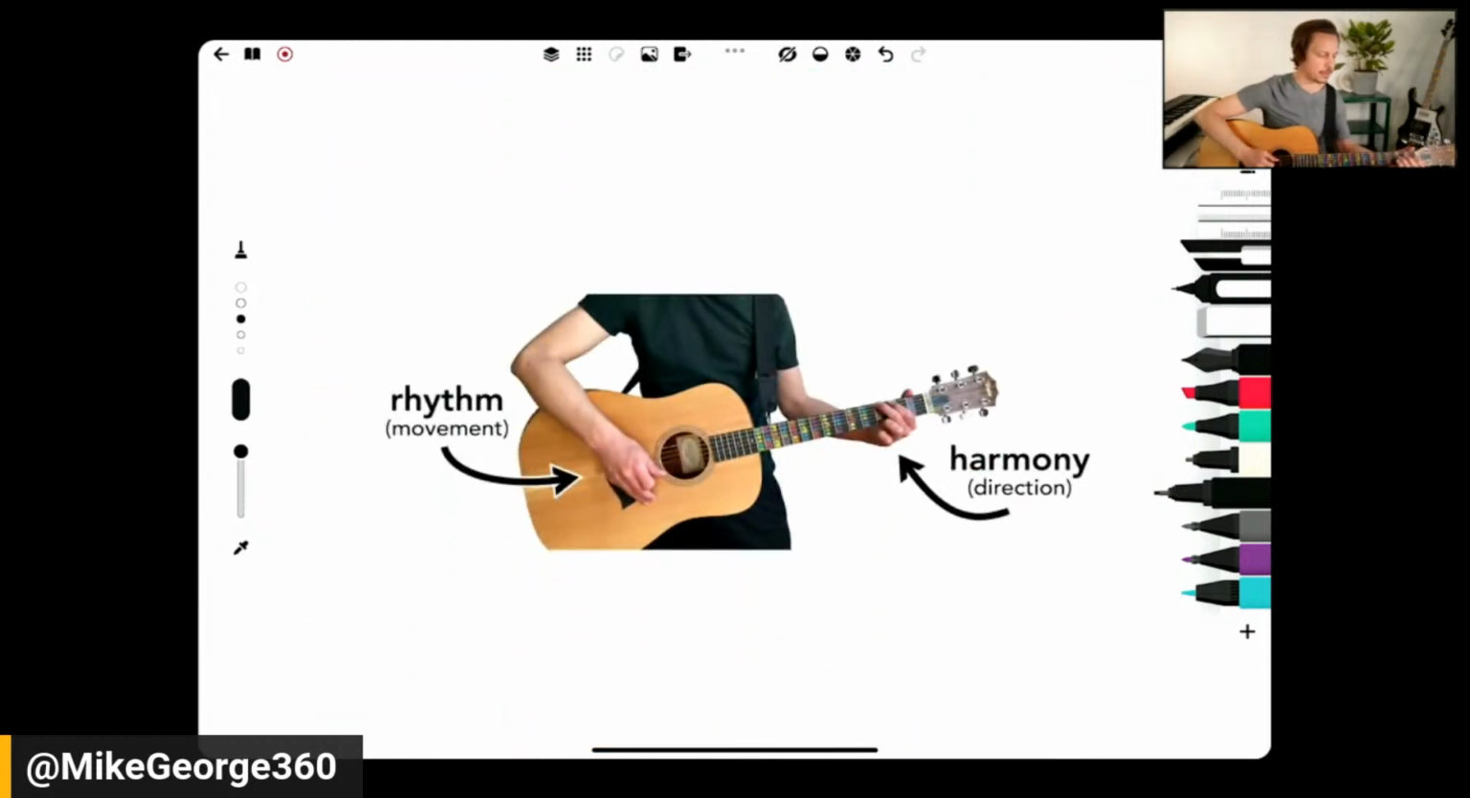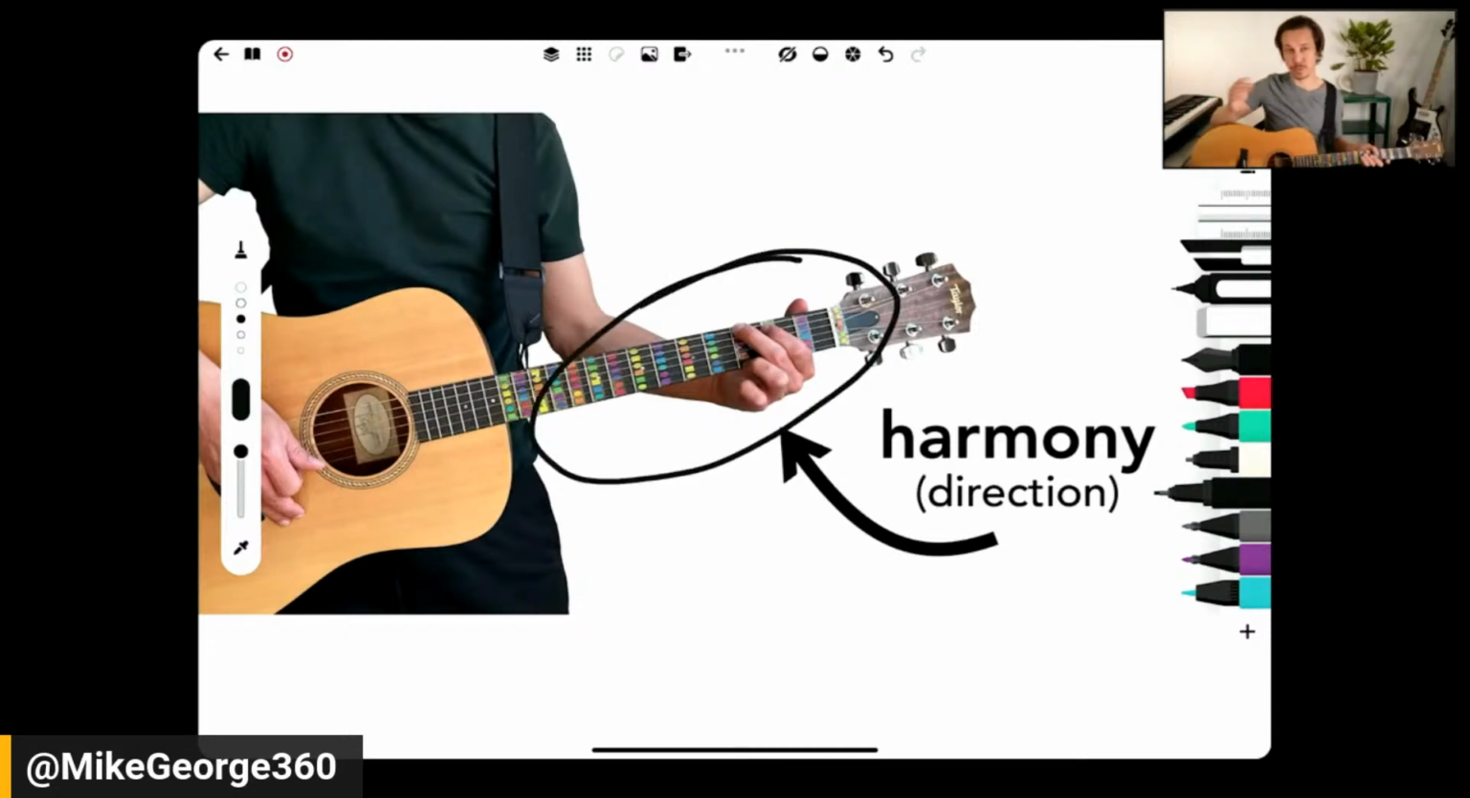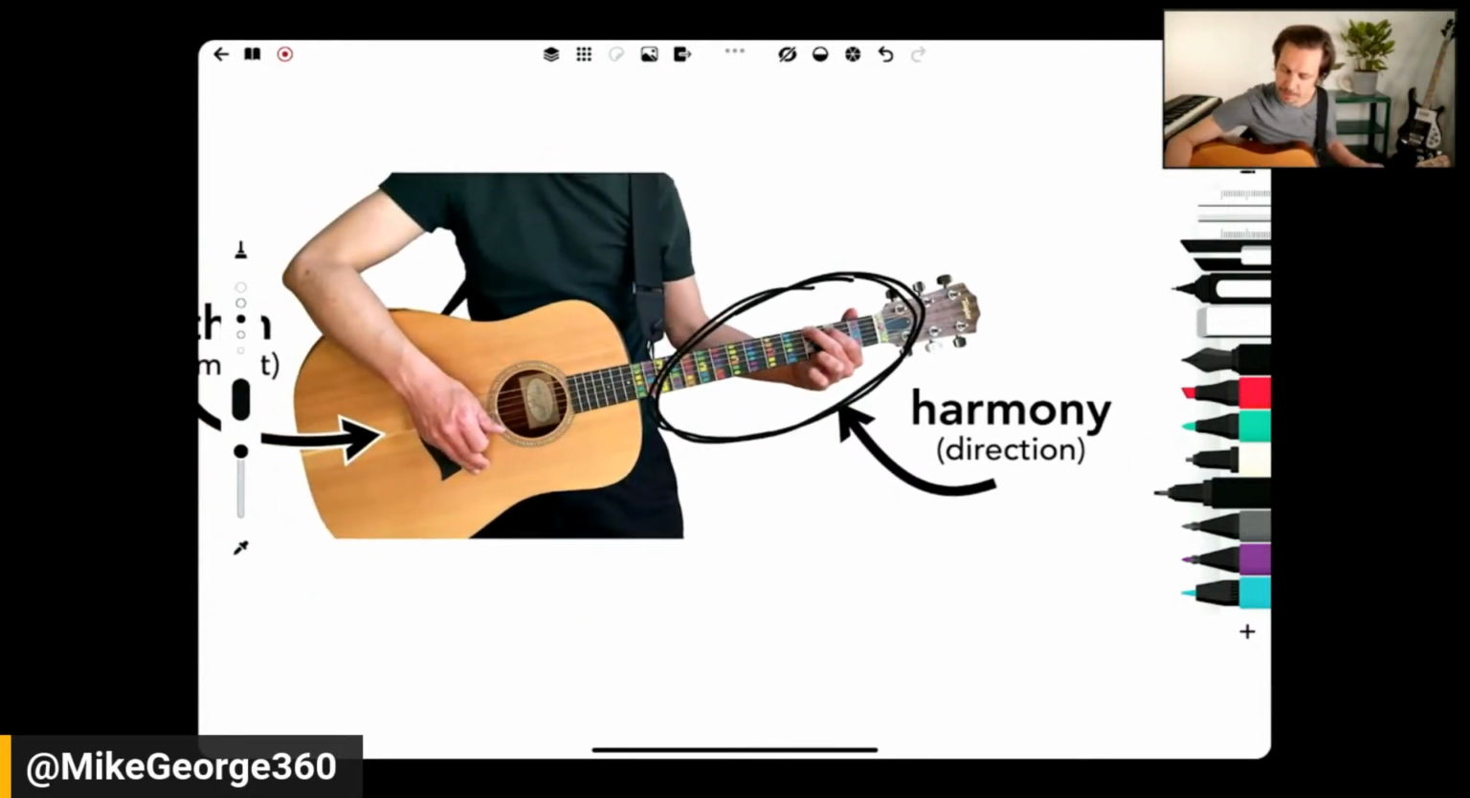Okay, so back to rhythm and harmony, or movement and direction with the 2 hands. Much of the time, we focus on this hand because music theory, or the relationships between notes and intervals, all occur with that left hand, the hand that plays the harmony. But we're going to be giving this hand some love when it comes to this topic in terms of strumming and rhythm.